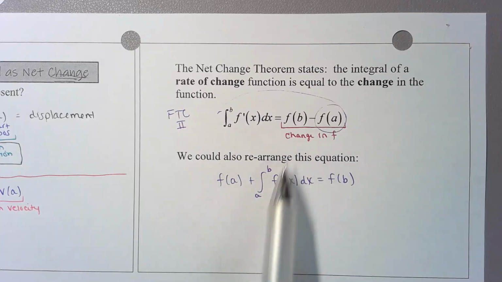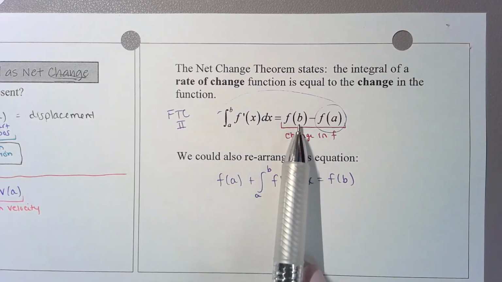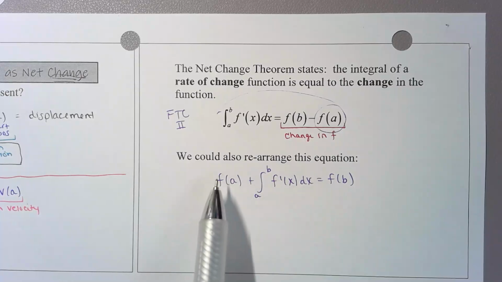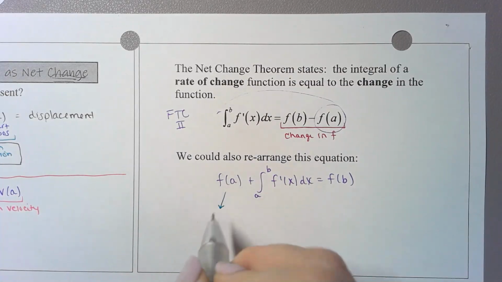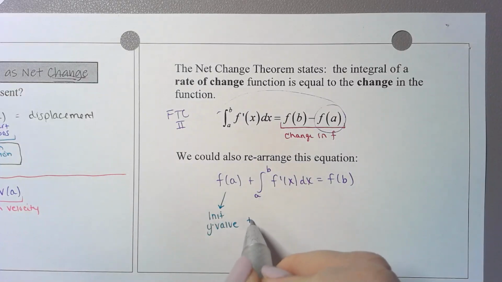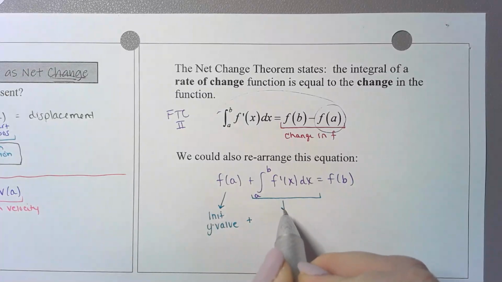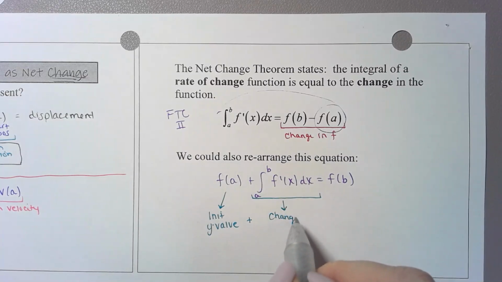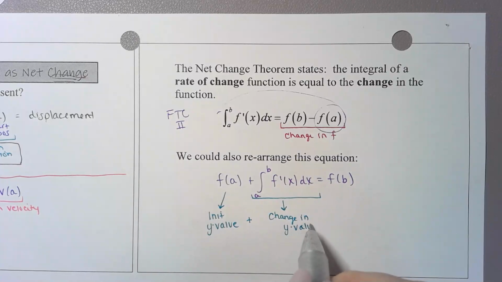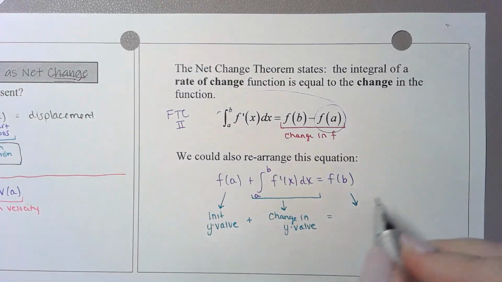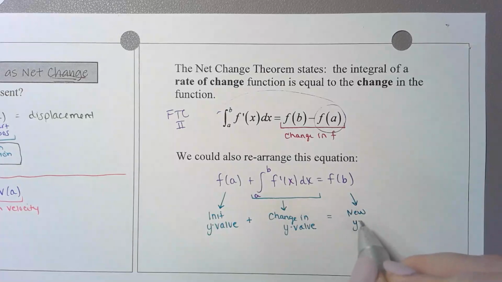So we know f of b means the y value at the end. We know f of a means the y value at the beginning. I just moved it around. So let's label these things. This is what I'm going to call the initial y value, the y value at time a, plus, now we've just said up here that this integral represents the change in the y values, and that will equal your new or final y value.